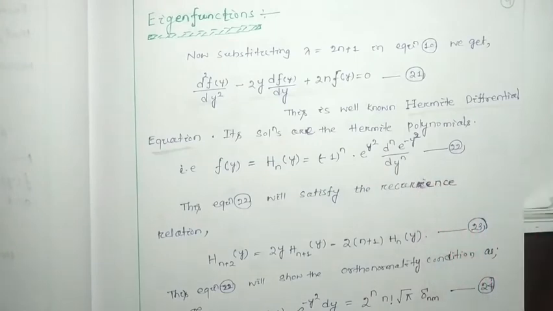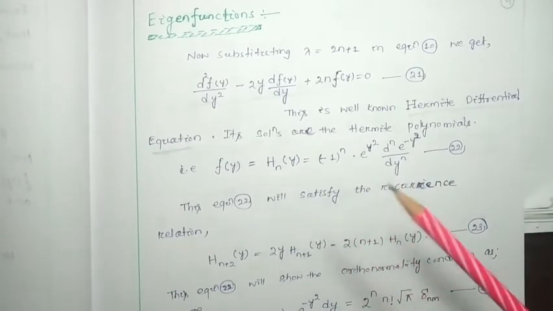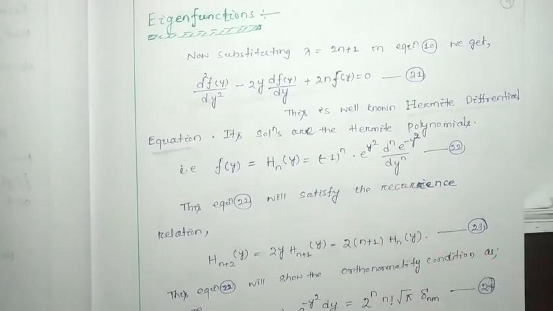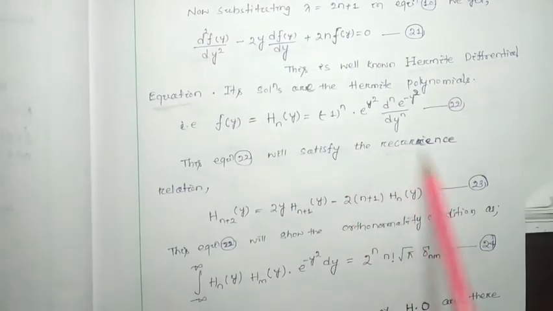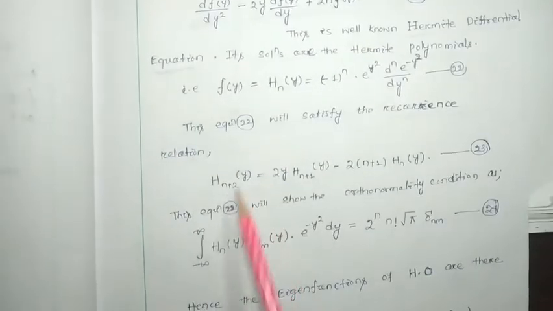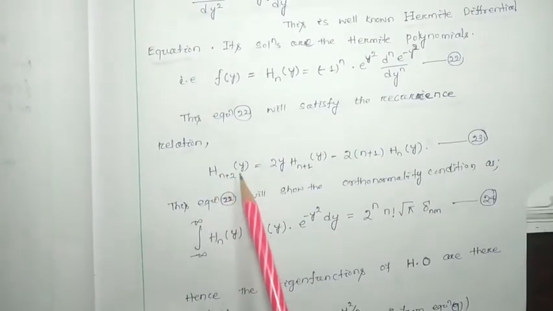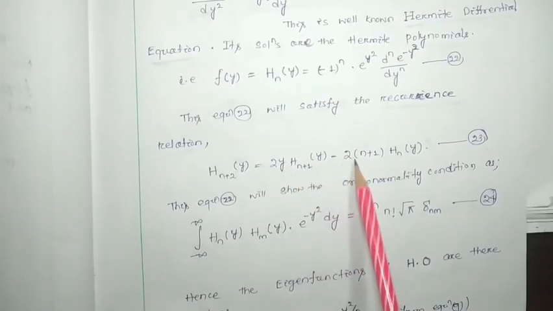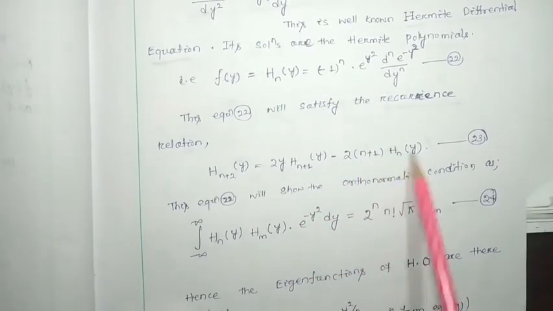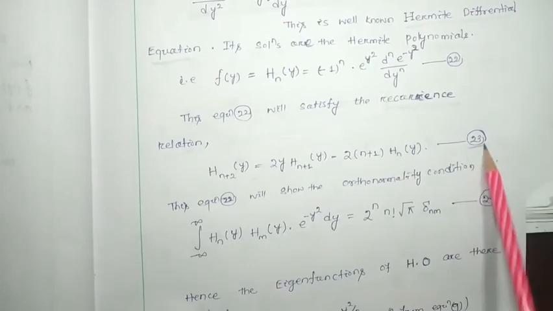Otherwise the chances of mistakes will be more, because you are writing from the video. Now this equation 22, as it is a Harmonic polynomial, has to satisfy the recurrence relation, that is h n plus 1 y equal to 2y h n y minus 2n h n minus 1 y. Let it be equation number 23.